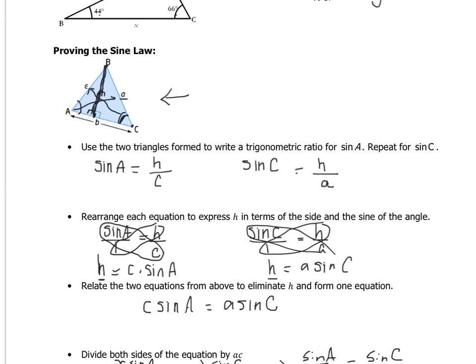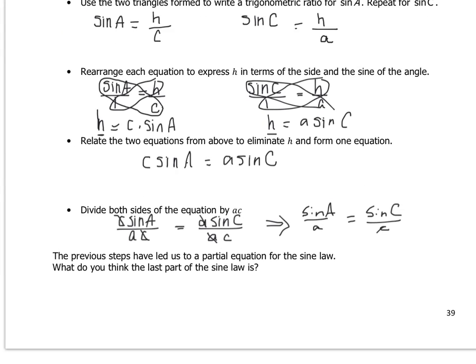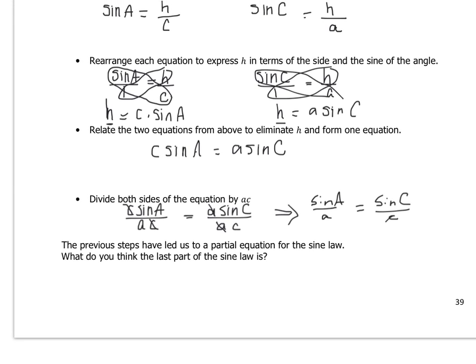So this is only a partial sine law equation, and if you were to guess at what the other part would be, it would be based on the pattern. If we got sine A over A equals sine C over C, we would think that the last angle, sine B, sine of the last angle over its side across from it, should also equal those two ratios. So this here would be the sine law.